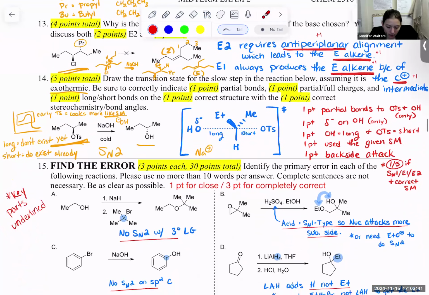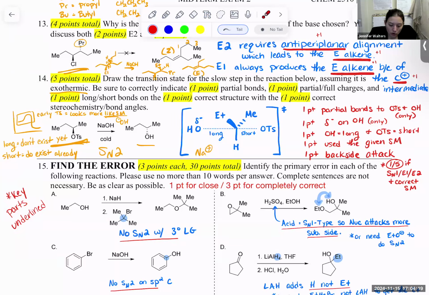All right, find the error. For find the errors, there isn't much of an explanation, but we'll talk about every one of them. We're trying to identify the primary error. So I'm asking you to not only assess everything that could happen or everything that's potentially going wrong, but what is the biggest issue with this? Where is the greatest mistake that is occurring, in terms of what those reagents are trying to do?